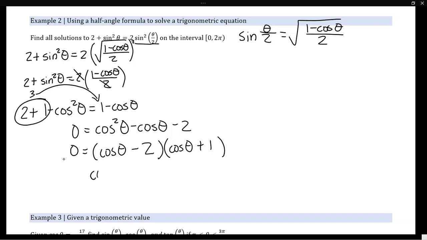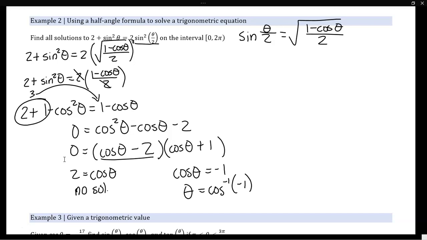So the first equation implies that cosine theta equals 2, because we take this equation and set it equal to 0. For this one, we get no solution, because remember, cosine is a value that's between negative 1 and positive 1. And so then for the other, we get cosine theta equals negative 1. If we apply the inverse trig function, theta is going to equal cosine inverse of negative 1. And on the interval 0 to 2 pi, the only time that happens is when theta equals pi.